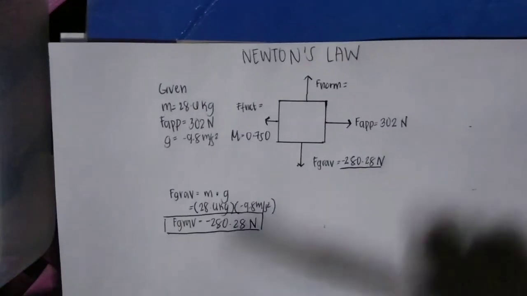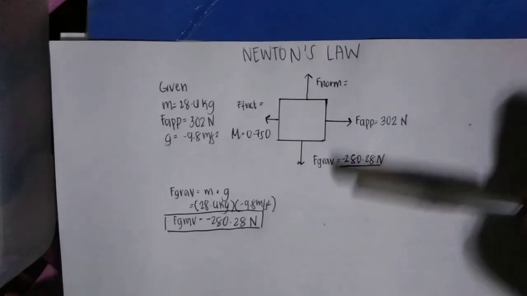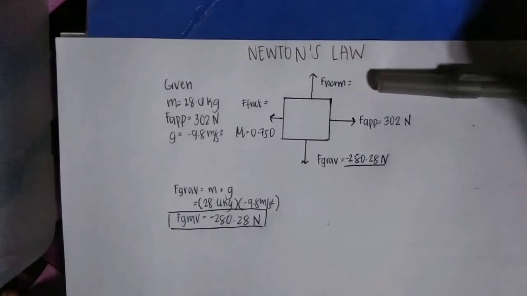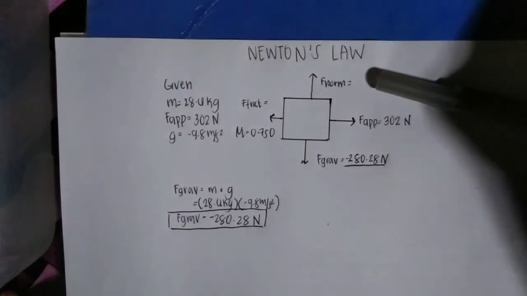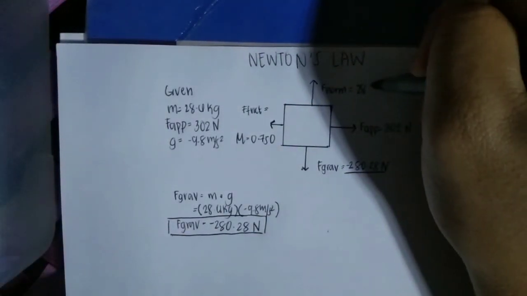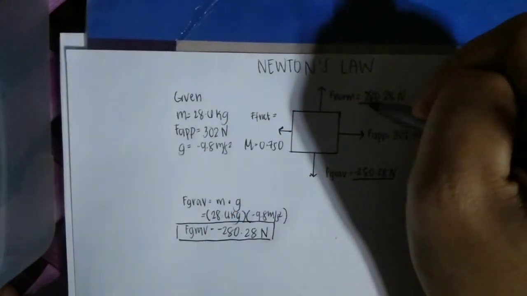Now, we will solve for the F norm. The value of the F grav is equal to the value of the normal force. So, our normal force is equal to 280.28 newtons.